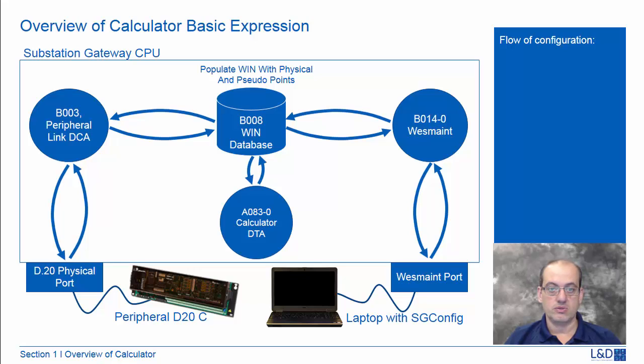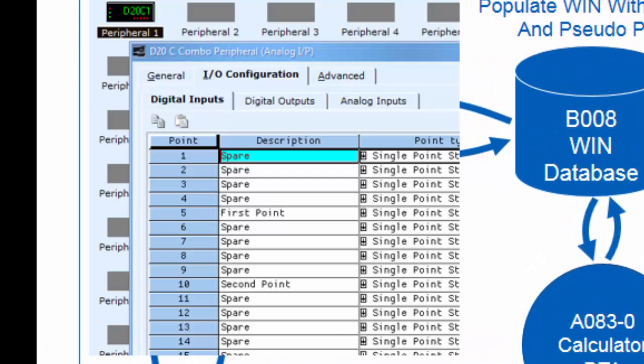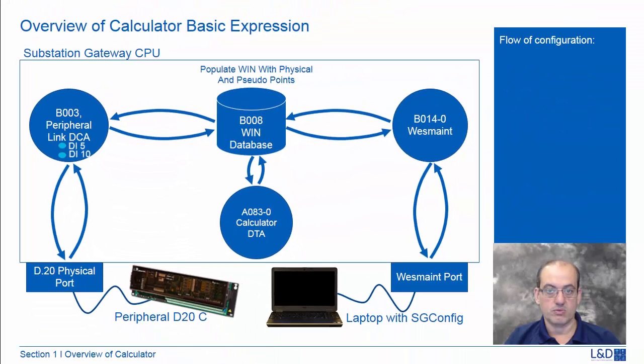To do that, first thing first, we're going to connect the points to the C board that we have. Now the C board has 16 digital inputs. I'm going to pick point numbers 5 and 10 for the sake of this exercise and tag these points. To tag the points, we go to the application B003, go to point number 5, and put a tag on it, let's say first point, and point number 10, we put a tag, let's say second point.